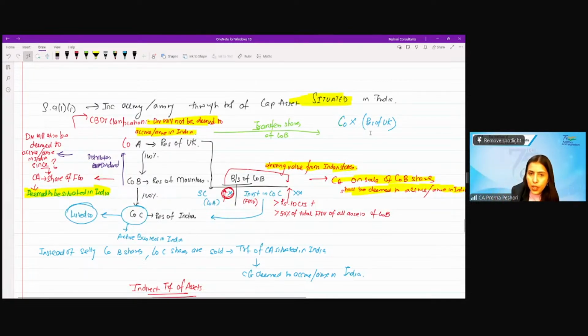Is 9(1)(i) clear? Yes or no? I'm not getting any answers from any students. Please let me know in the chat box at least whether you are able to follow, so that I can proceed to the next topic. Yes or no, students? Please do give me the answers.